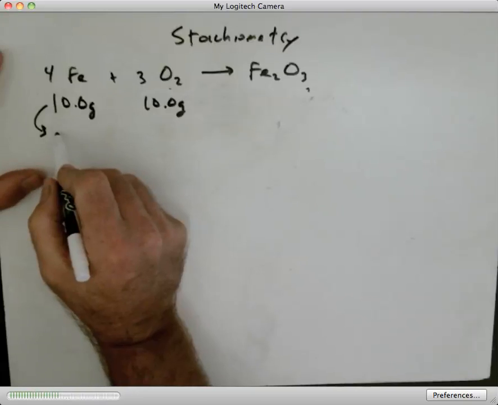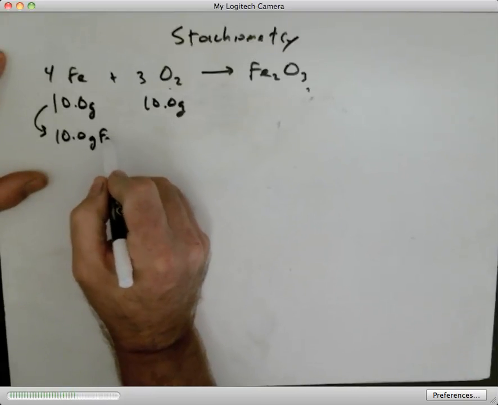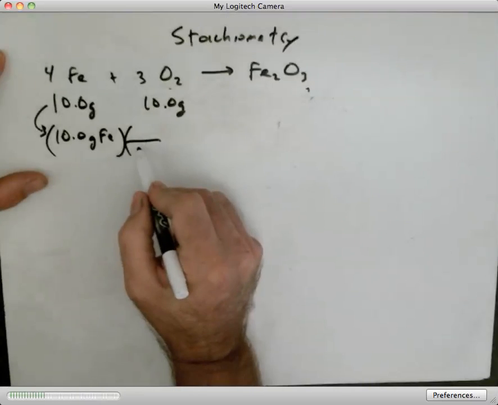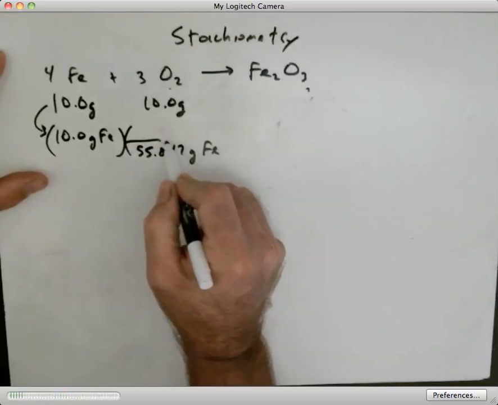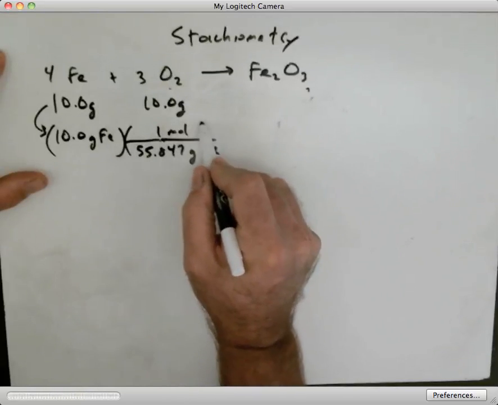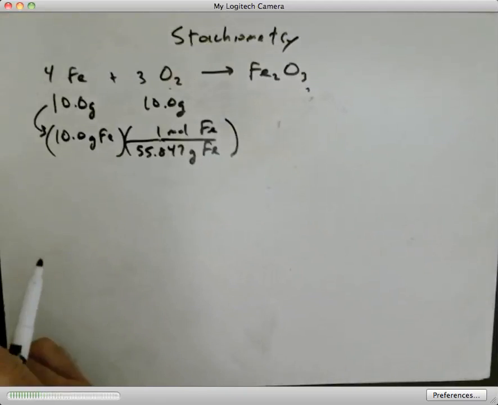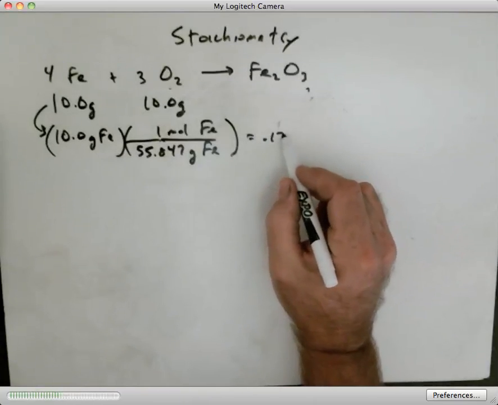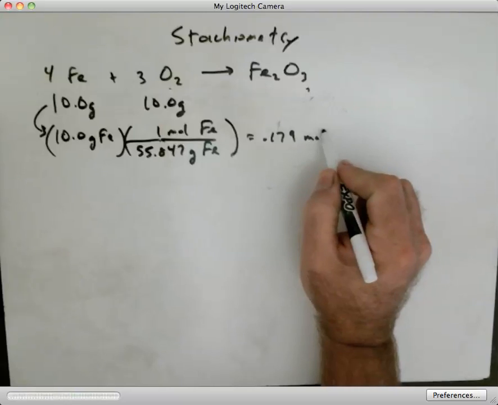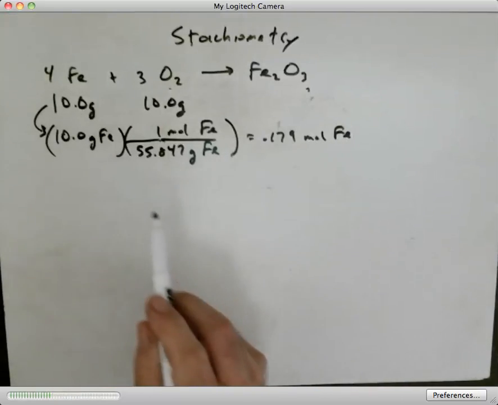So let's see, if I do 10 grams of iron, and I know that it takes 55.847 grams of iron to have a mole of iron, then I can say that there is 0.179 moles of iron in the original iron bucket.